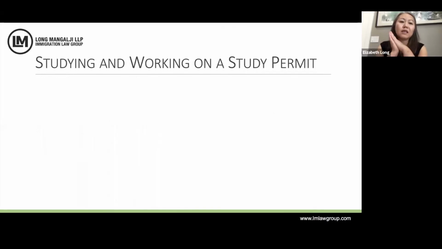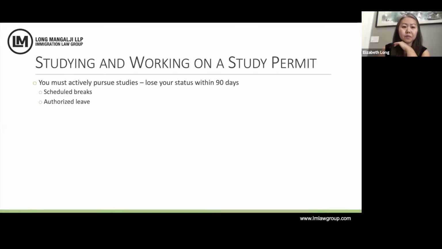Okay, let's talk a little bit more about what you need to keep in mind when you are studying. First of all, you will lose your status after 90 days if you stop actively pursuing studies. What is actively pursuing studies? Well, actively pursuing studies means that you're enrolled as a full-time student, right? And you're actively pursuing studies.